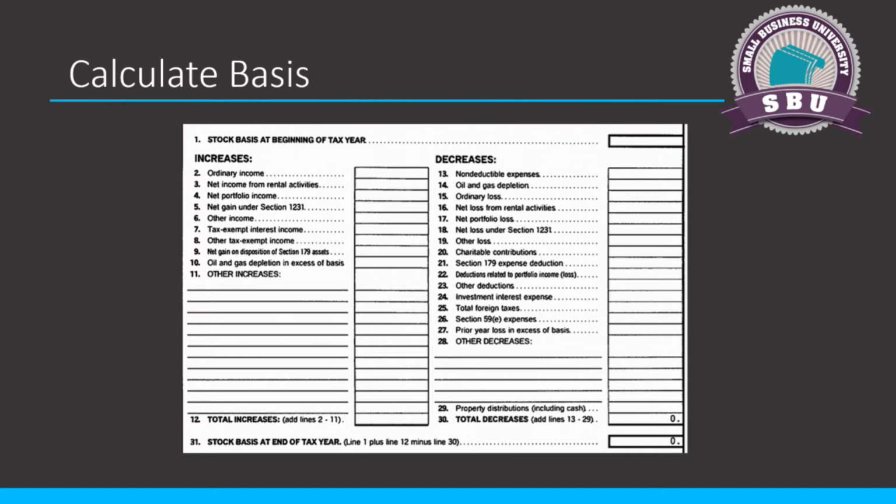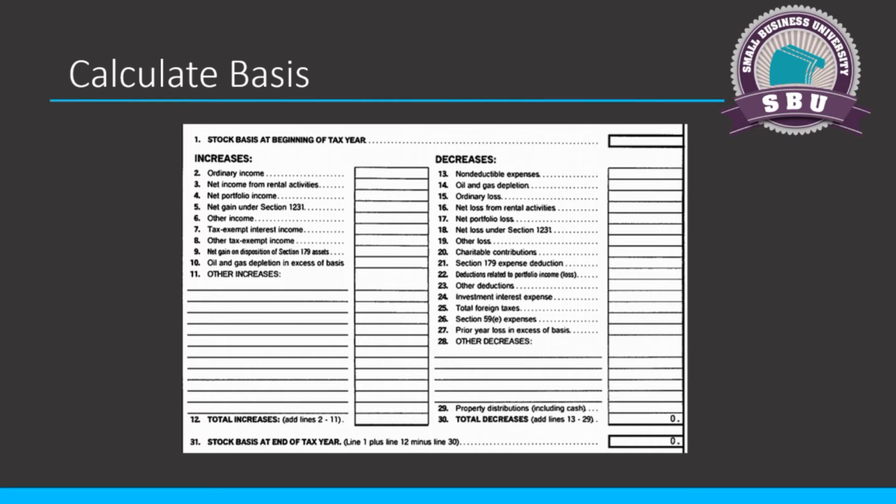So on the screen, I have a worksheet that gives you an idea of all the ways basis goes up and down. You can just take a look at it here while I'm talking and see all the things that make it go up, all the things that make it go down, and just have it in the back of your mind. What matters most is what the basis is at the end of each year.